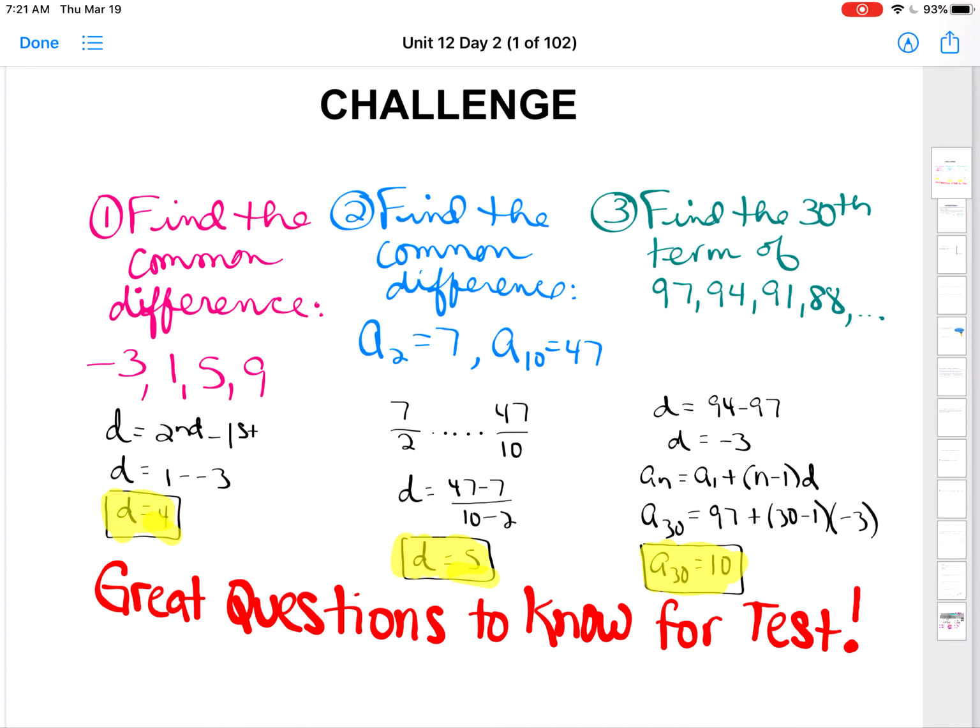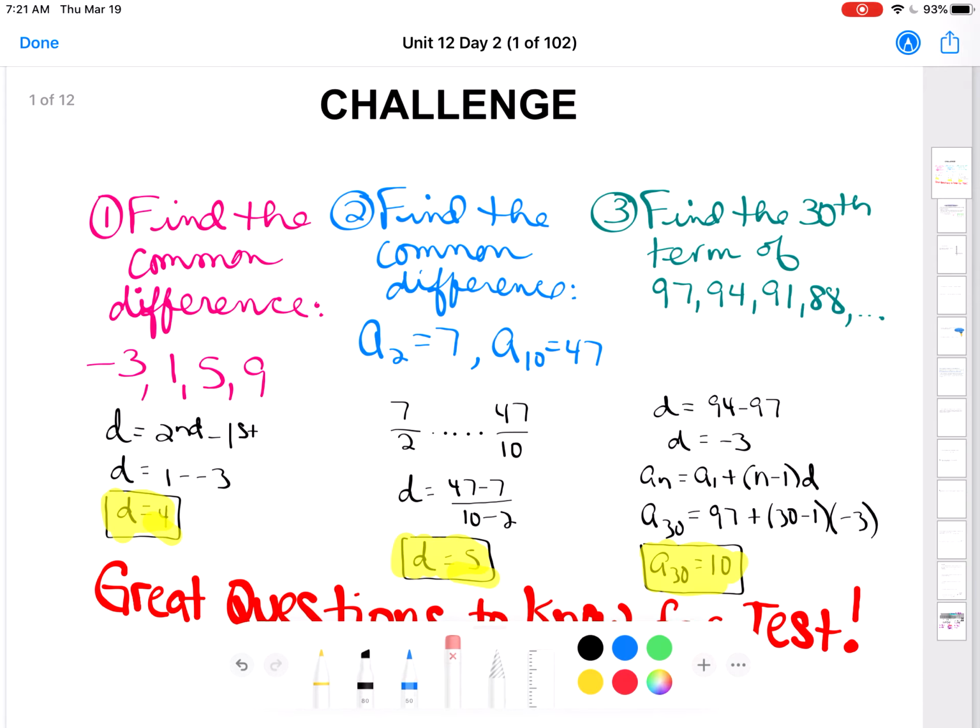All right, so the first 3 challenge questions are important questions from day 1. Remember, you can pause the video, replay the video. I'm just going to teach through. Okay, so first question just asks you to find the common difference. So we just use the common difference formula, second minus first, when the terms are right next to one another, and we get a common difference of 4.